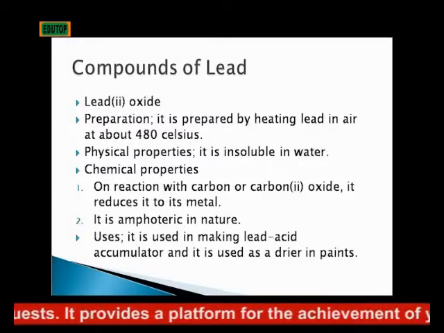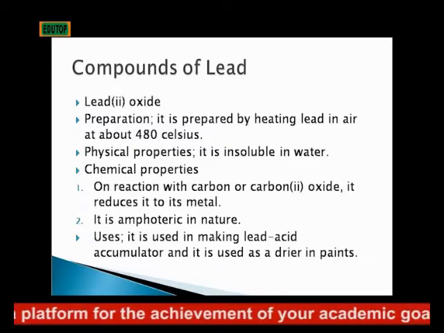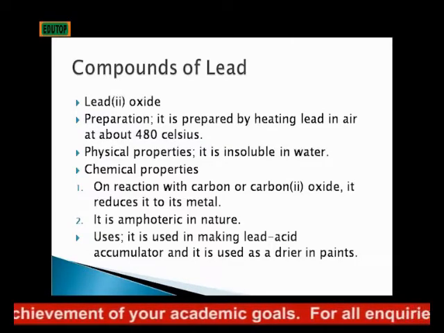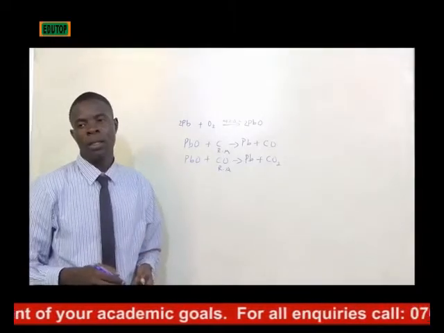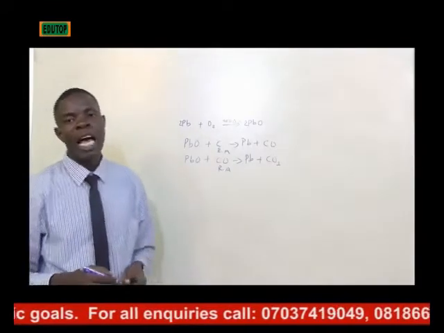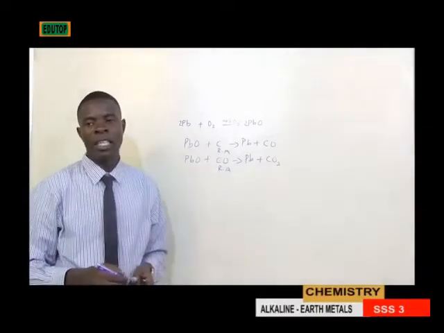Acid accumulator. 2. It is used in a dryer, or it is used as a dryer in paints. Lead 4 oxide. Lead 4 oxide is another oxide of lead, but this time around a higher oxide.